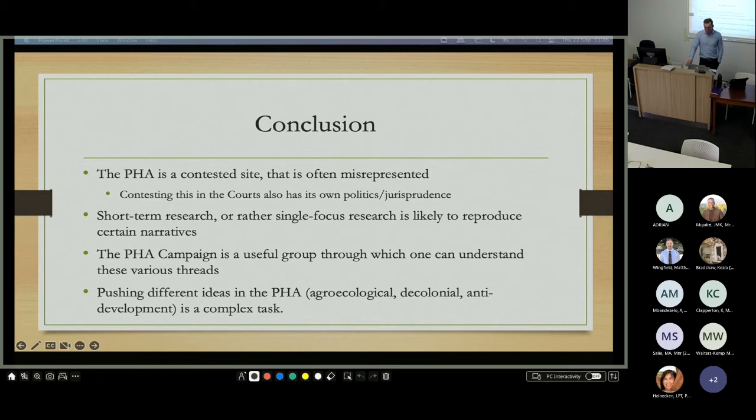And then pushing different ideas in the PHA, ones that as a person, I very much agree with: agroecological, decolonial, anti-development.